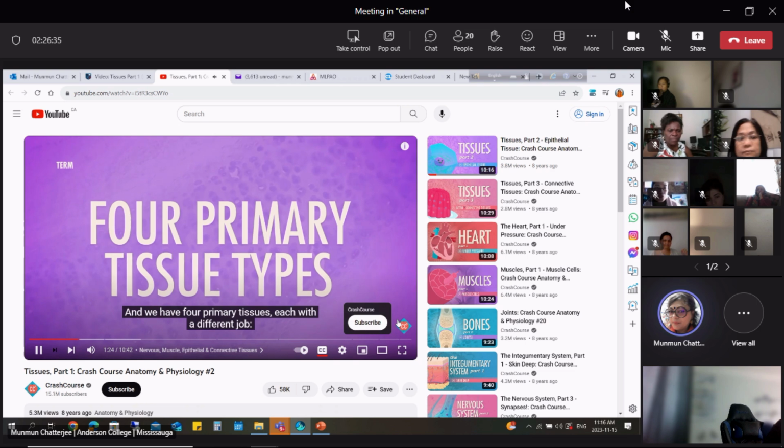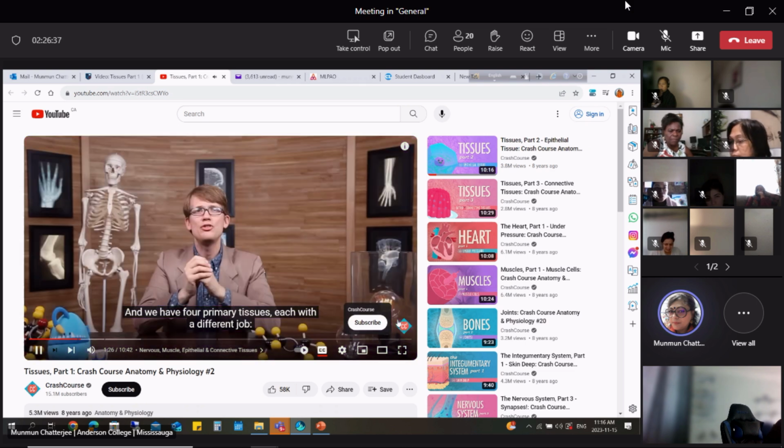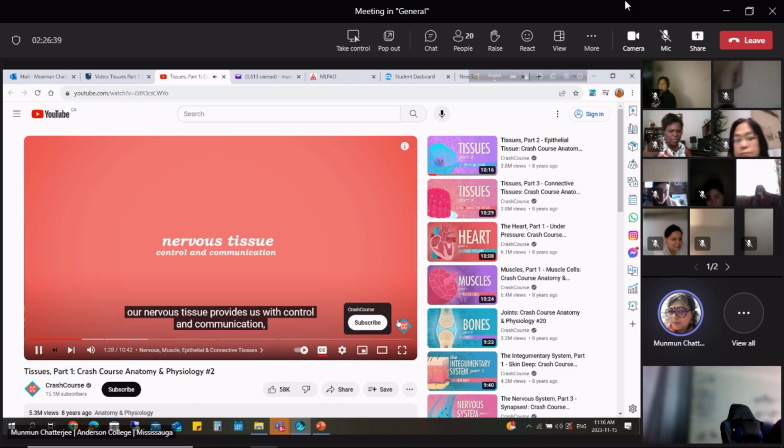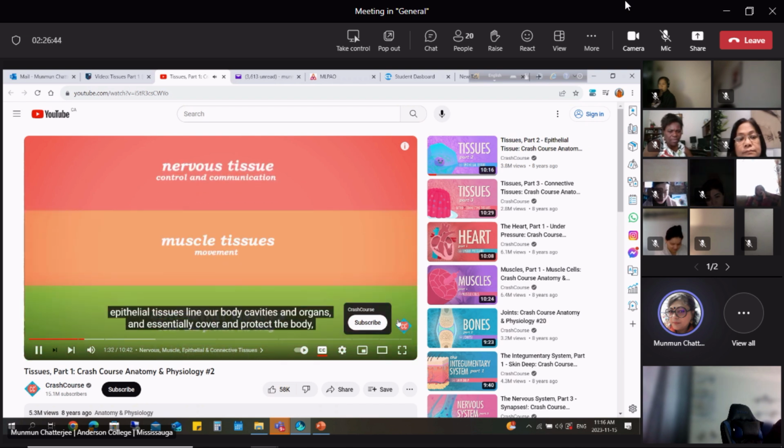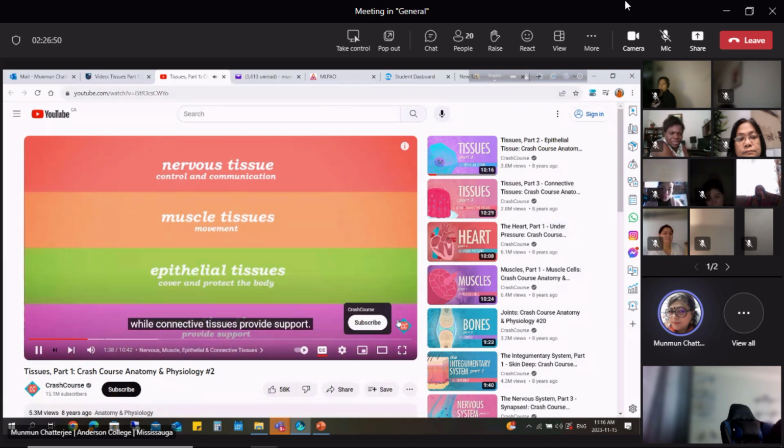And we have 4 different primary tissues, each with a different job. Our nervous tissues provide us with control and communication. Muscle tissues give us movement. Epithelial tissues line our body cavities and organs and essentially cover and protect the body, while connective tissues provide support.